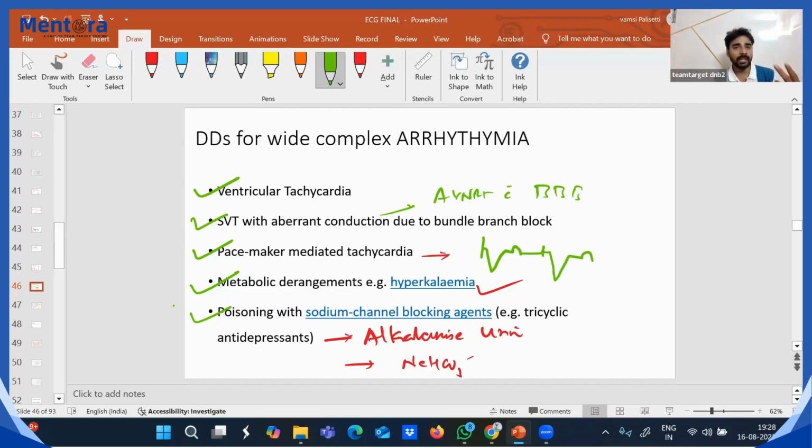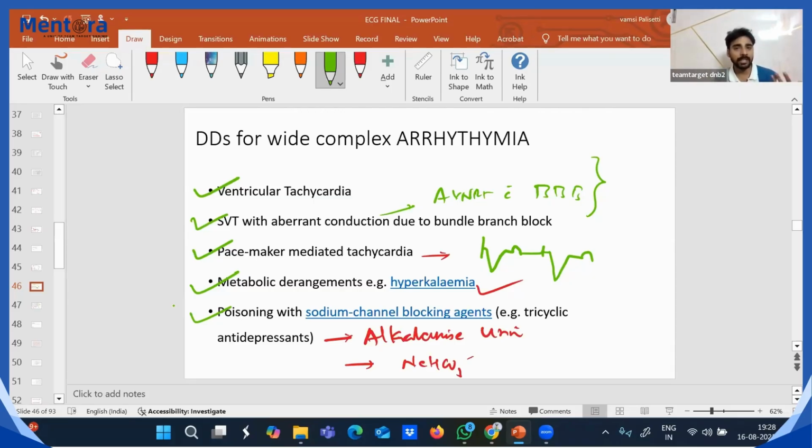Then how to differentiate ventricular tachycardia and SVT with aberrance? This is the hallmark standard examiner question. Any patient who has supraventricular tachycardia, that is a narrow complex tachycardia, but inherently has a bundle branch block, appears as a wide complex tachycardia. Any patient who has ventricular tachycardia also appears as a wide complex tachycardia. Now, how to differentiate between these two?